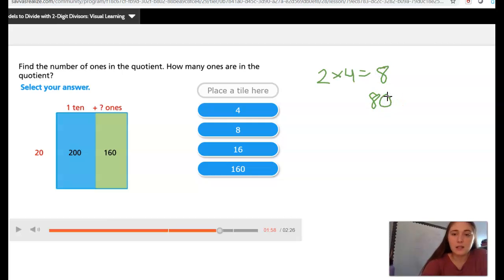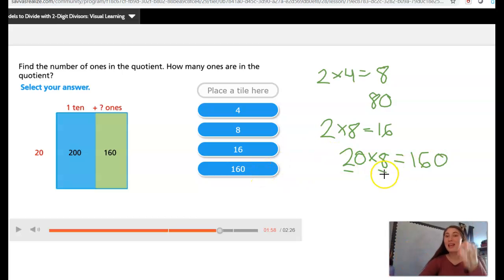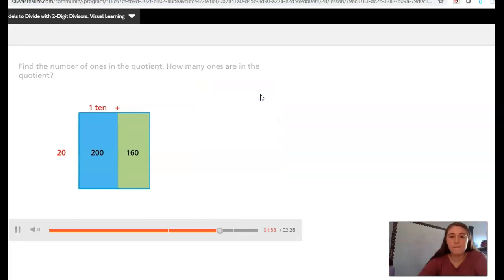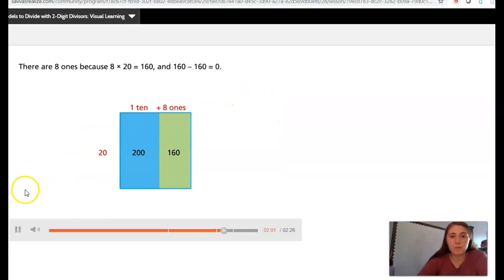Let's try 2 times 8. 2 times 8 I know is 16. So if I do 20 times 8, the 2 times 8 gives me 16, and I annex the extra 0. So it's 8 ones, which means we do 20 times 8 to give us the 160. There are 8 ones because 8 times 20 equals 160, and 160 minus 160 equals 0.